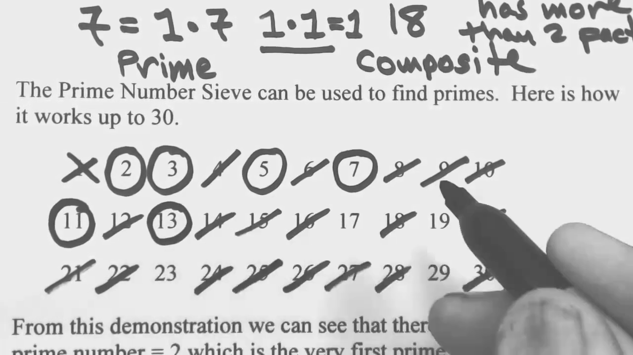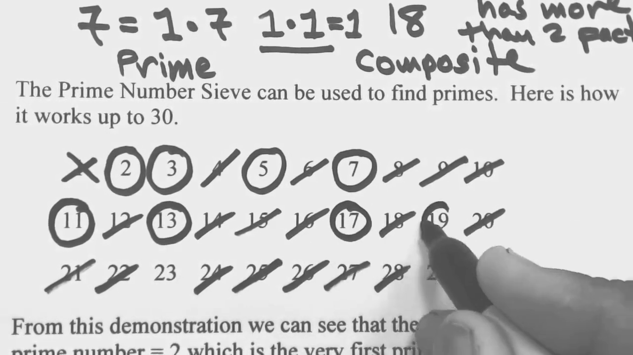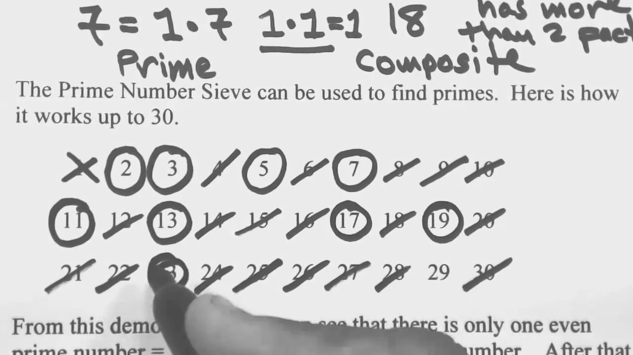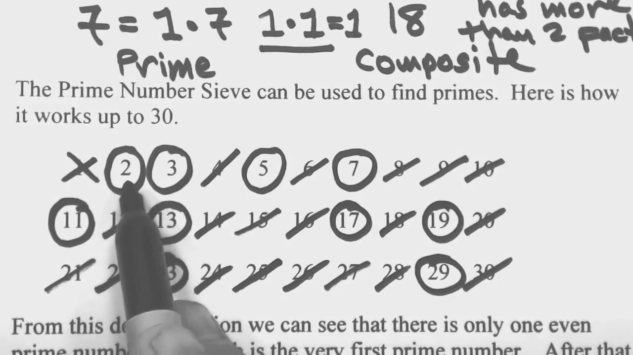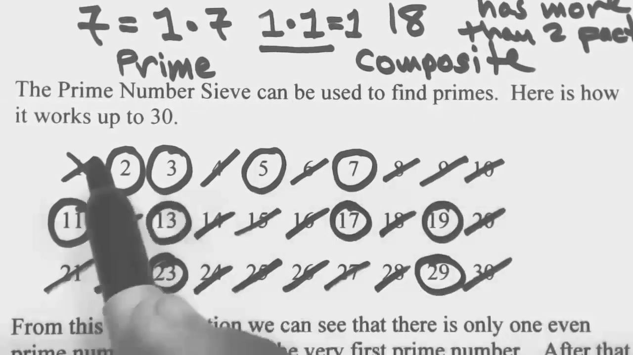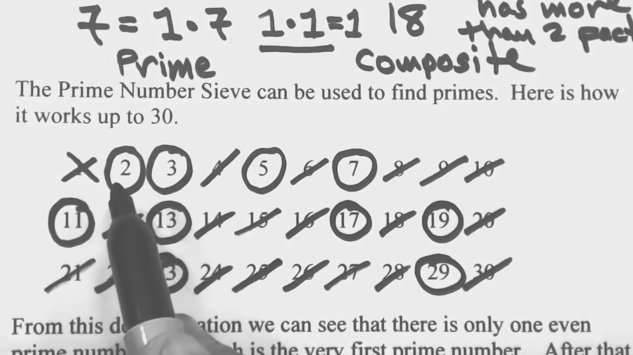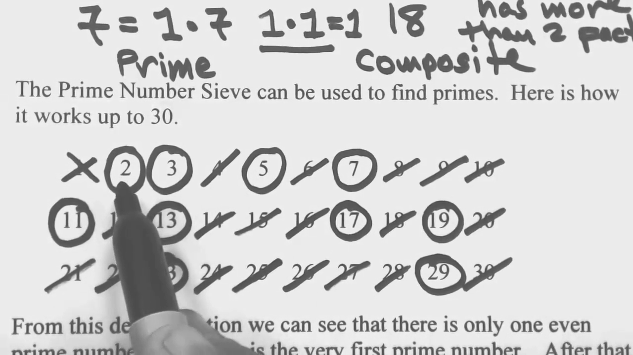And similar for 13 and 17 and 19 and 23 and 29. Okay, all of these that I've circled are all the primes up to 30. Well, from this little demonstration we've done here, one of the things you see real quick is that the first prime number is 2, and 2 is the only even prime number. So in terms of all the primes that exist, there's only one that's even. The first one is the number 2.